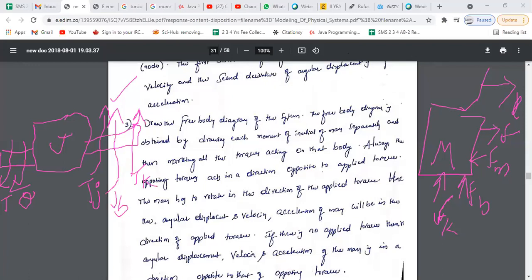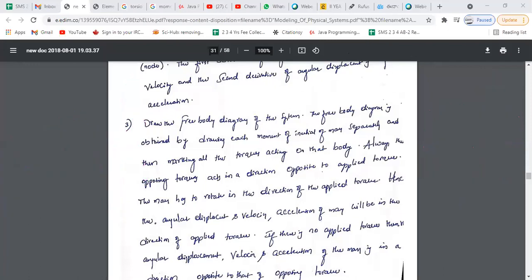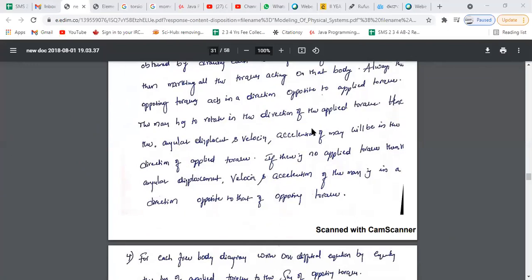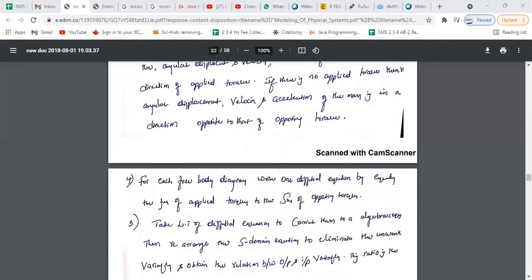Yes, sir. Right. So after marking the torques and writing the torque balance equations, you should apply Newton's second law of motion. So what is Newton's second law of motion? What does it state? Anyone? Sum of applied forces equals sum of opposing forces. That is in the translation system. I'm asking for the rotational system.